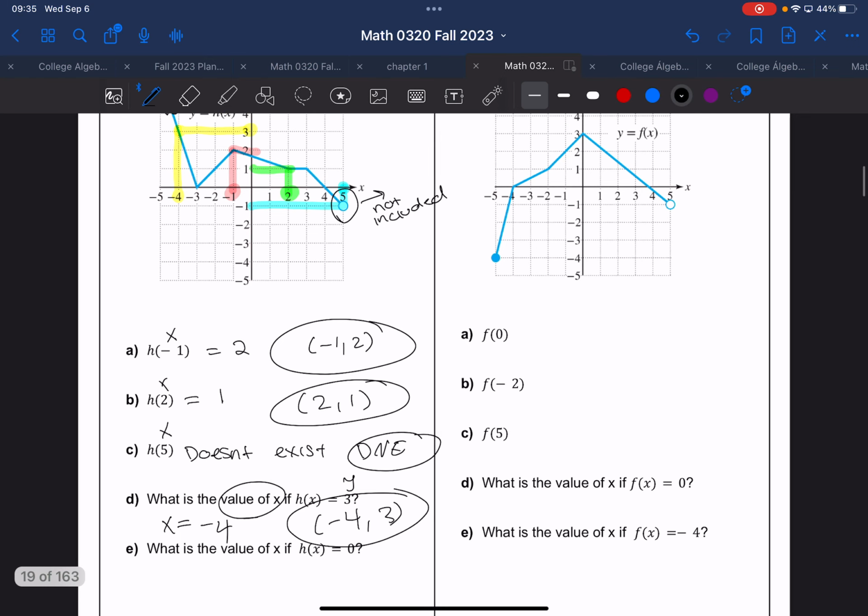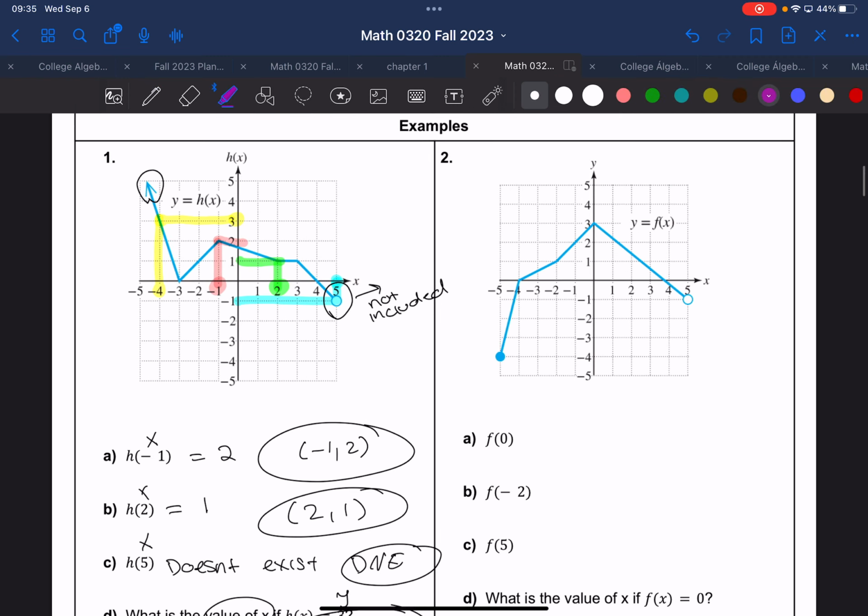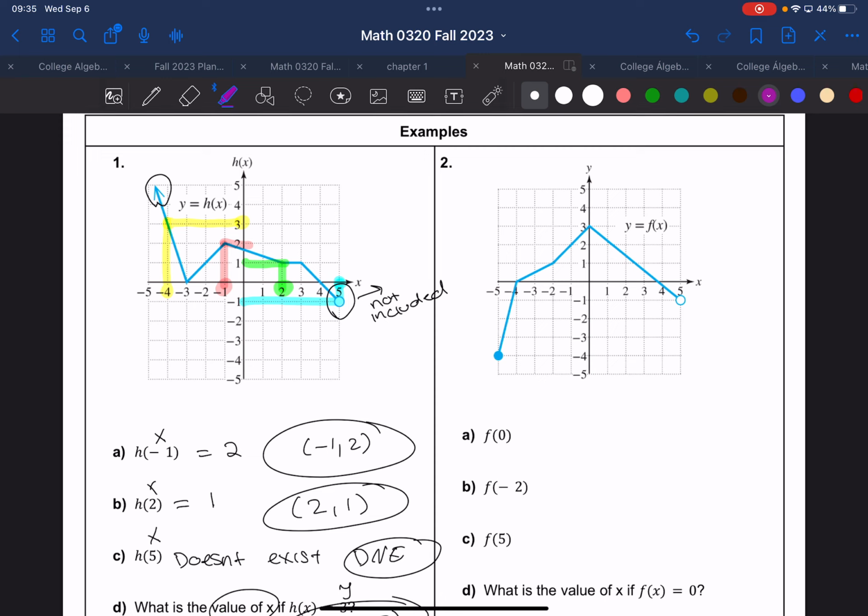Perfect. Okay. Last one says what value of x if h of x is equal to 0? That 0 is what variable? Y. So we're going to go find y of 0, which is right here at the origin. Okay. And since we need to find the corresponding x values, are we going to go left or right? Both. Why are we going both? Because it crosses 0 at 2 points. Good. So if we go this way, it crosses x at what point? -3. And if we go this way, it crosses the x at 4.